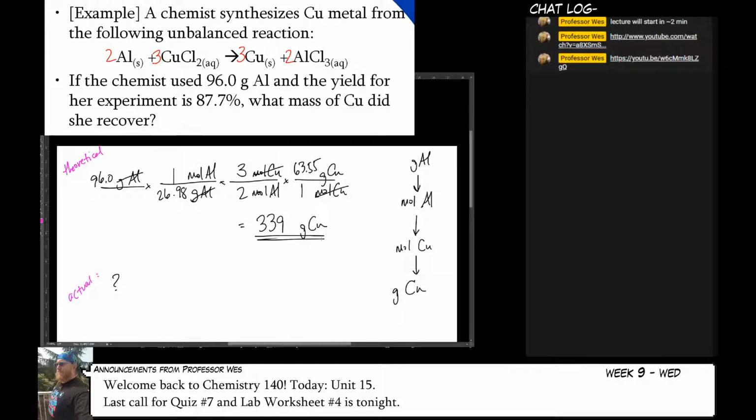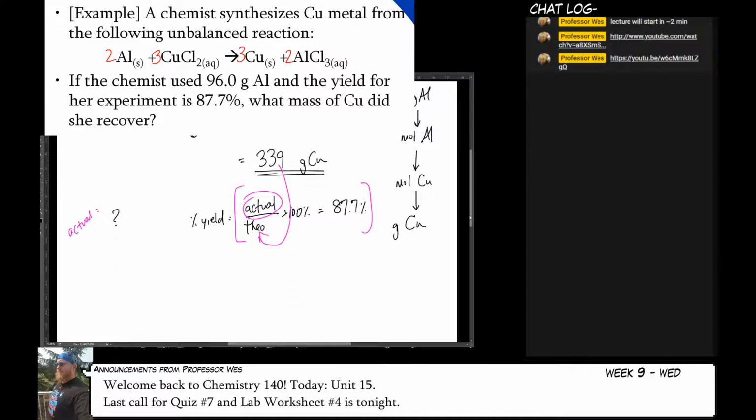Now, I don't know how much she actually got, but I do know that if I look at the percent yield, which is actual over theoretical times 100%, her percent yield was 87.7%. And I know the theoretical yield, don't I? So all I got to do is solve for the actual yield, because this equation only has one unknown in it, so I could solve for that.